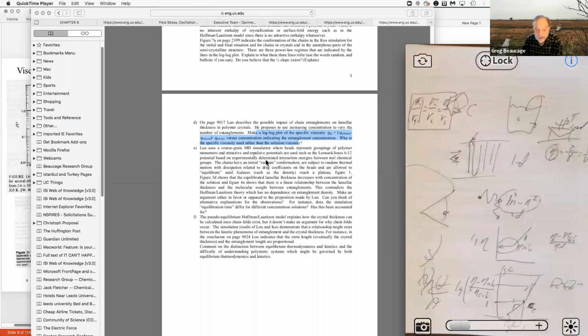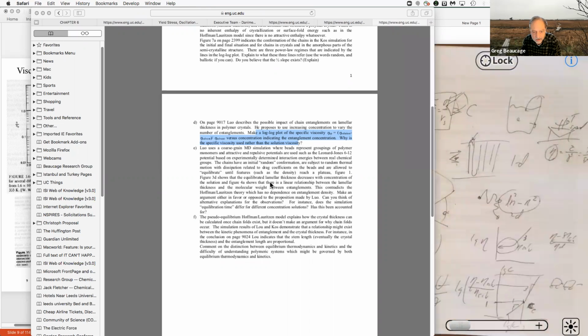That constant has to do with the enthalpy of crystallization and this T infinity. So in Hoffman theory, there's no dependence on entanglement density. Basically Lou is a kinetic theory and Hoffman's is an equilibrium theory, right? And the actual situation is going to be like a combination of the two.